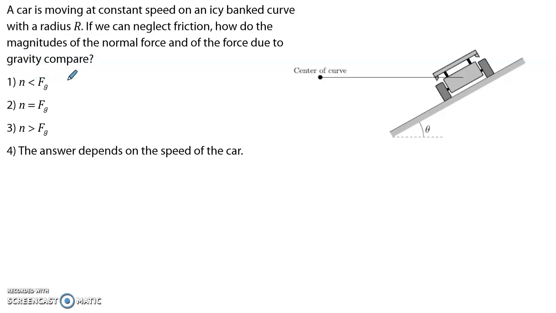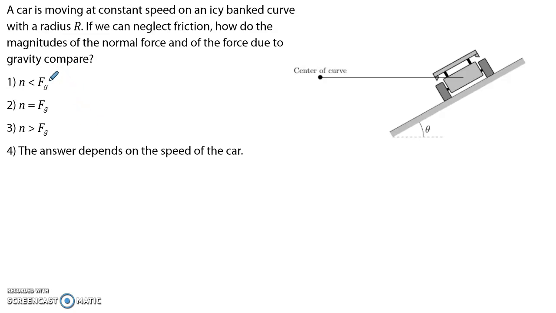In this clip, we'll be looking at a classic example from circular dynamics, the bank curve. So let me read the question with you. A car is moving at constant speed on an icy bank curve with a radius r. If we can neglect friction, how do the magnitudes of the normal force and of the force due to gravity compare? We have four choices.